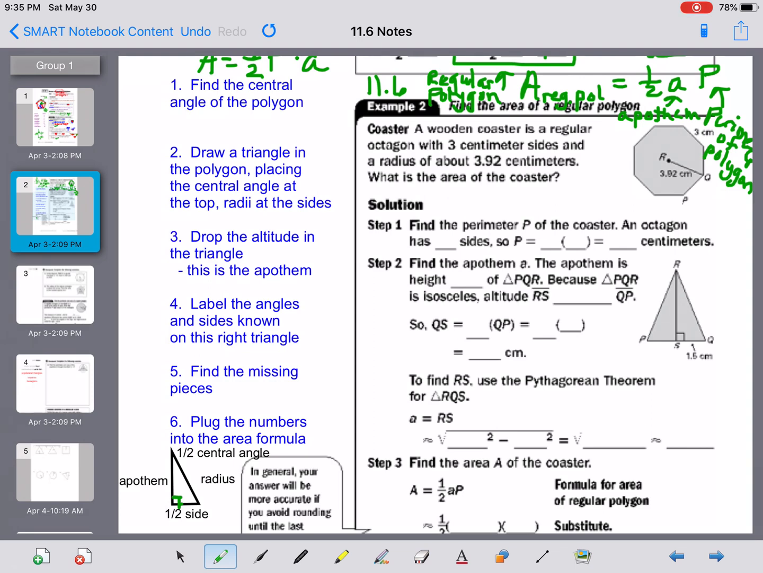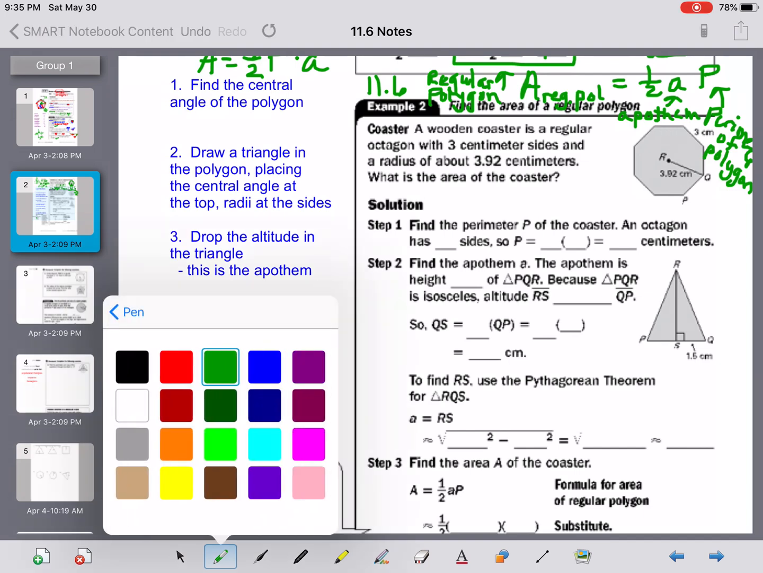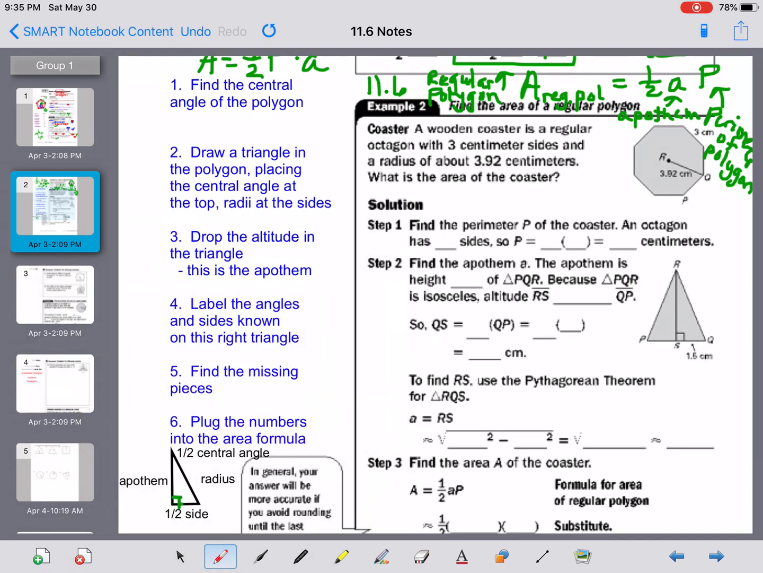So we go to our regular polygon. Let me change colors here so it sticks out a little bit more. This regular polygon is a regular octagon. The first thing we want to do is find the central angle of the polygon. Every time it's just 360 divided by n.